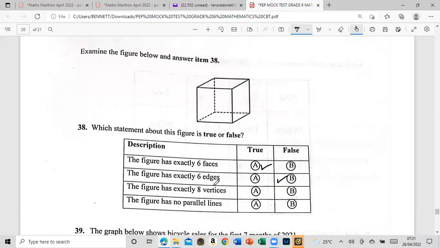The figure has 8 vertices. Now the vertices are where the edges meet, right? So we have 1, 2, 3, true. The figure has no parallel lines, and that is a lie, so that's false. So if you add true, false, you are true.